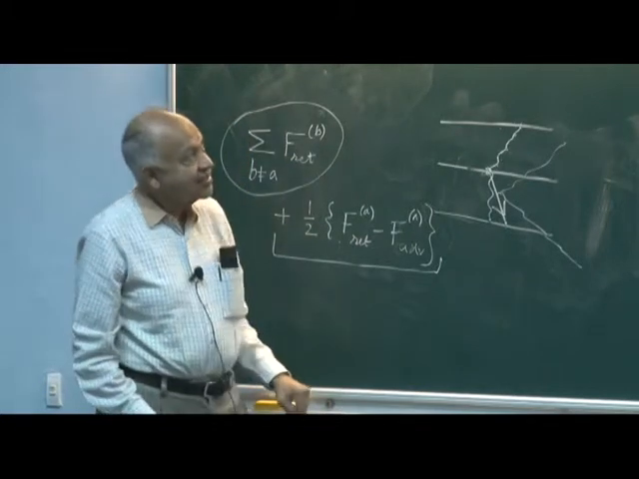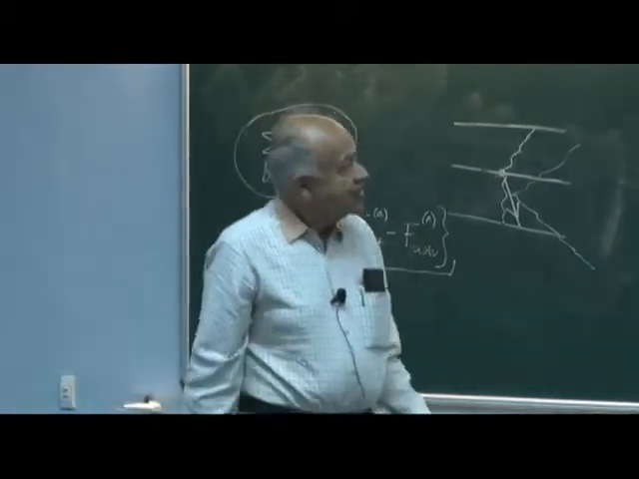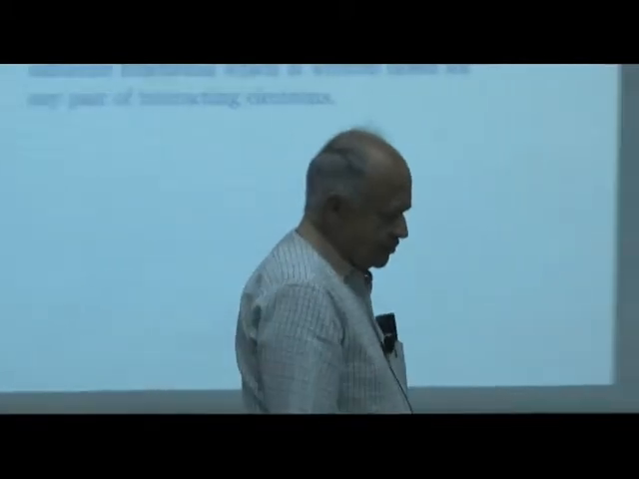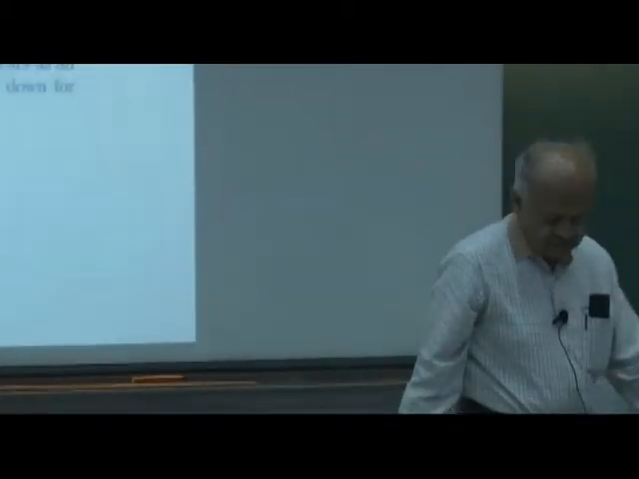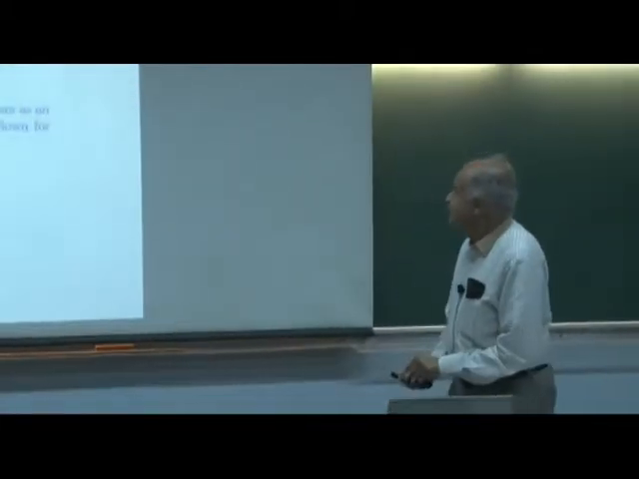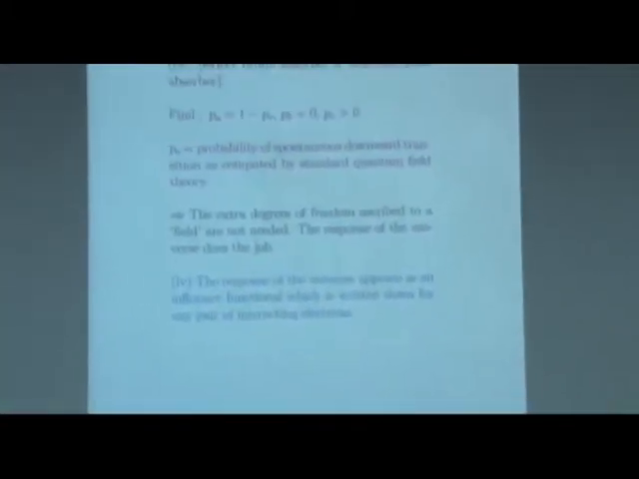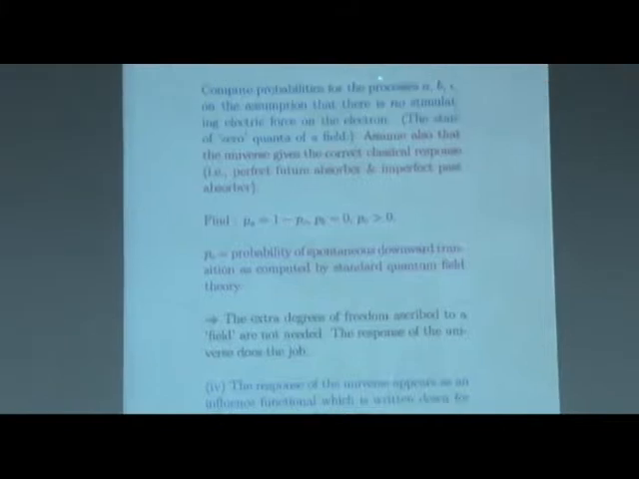So, here I want to say something. Compute probabilities for processes A, B and C. Sorry, what happened? Yeah.